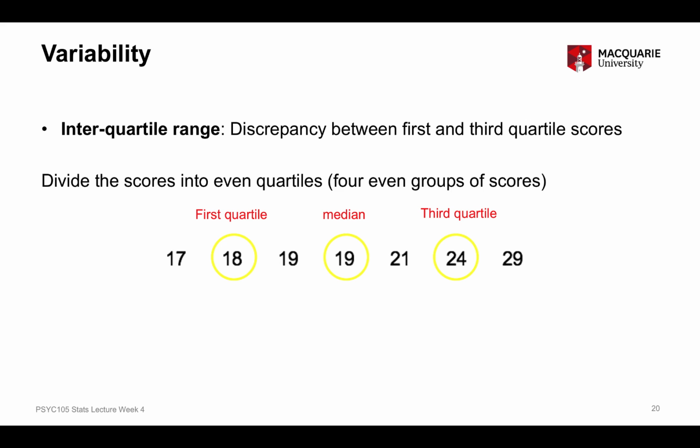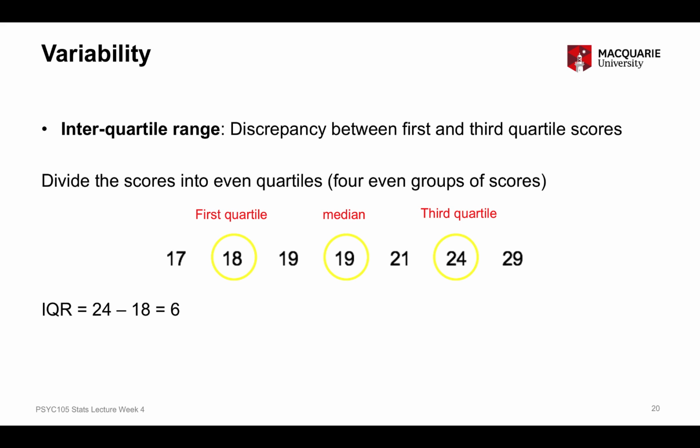If you then take the middle point on the left-hand side of the median, you can see here our median is 19. On the left-hand side, we've got 17, 18, and 19. The middle of that is our score of 18, which becomes our first quartile. You do the same thing for the scores above the median, and so our third quartile here is 24. A quartile is just 1/4 of the data, so we're dividing our data into four even chunks.